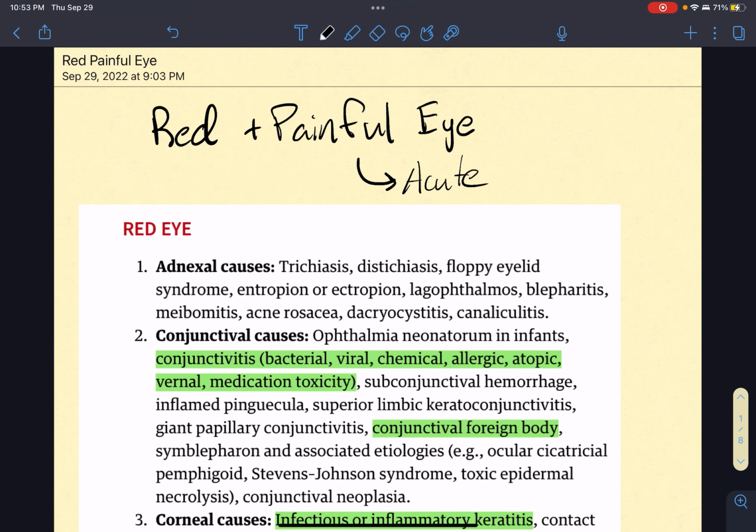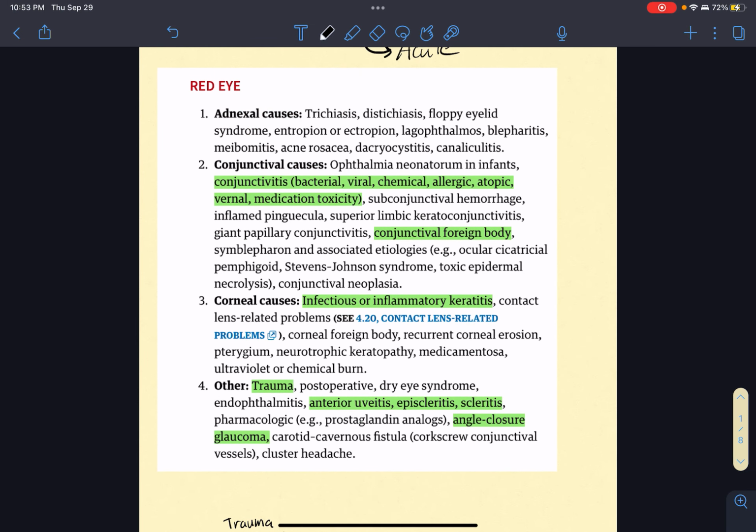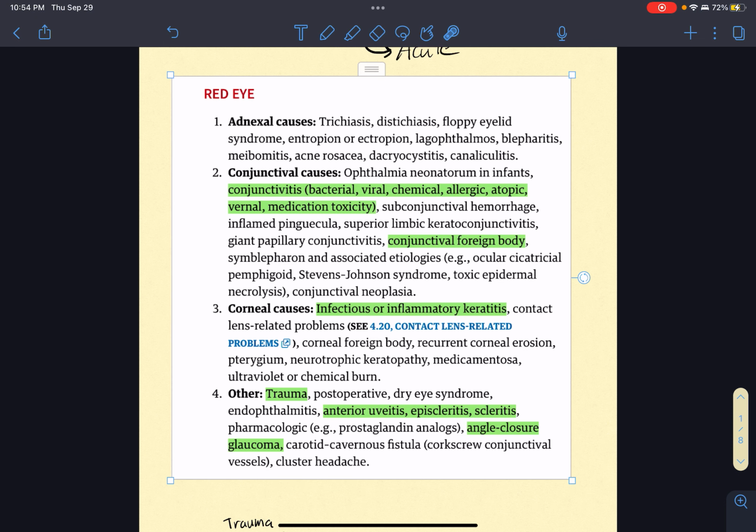Thanks for your question. I want to talk a little bit about red and painful eyes, specifically what makes the difference between episcleritis, scleritis, and conjunctivitis. One way to think about red and painful eye, like the Wills Eye Manual does it, is by location: whether the location is in the eyelid, the conjunctiva, the cornea, or some other cause.